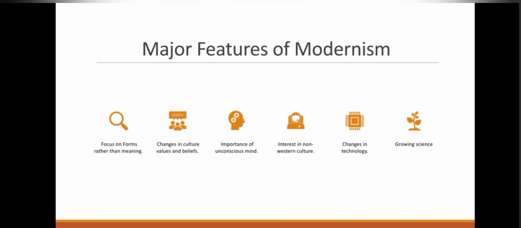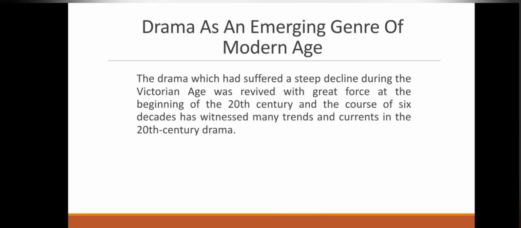Now we will discuss the next thing, which is drama as an emerging genre of the modern age. Previously, we discussed that before the Victorian age, drama saw a huge decline because the people of the lower class, which later on changed into the middle class, did not have enough time to go to the theaters to enjoy the dramas.